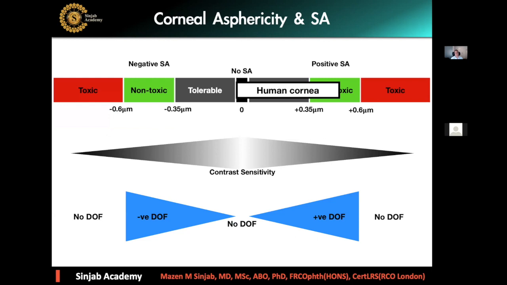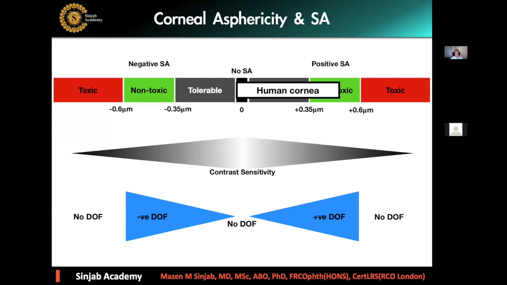Now, we have to know that contrast sensitivity, which represents the quality of vision, is at its maximum. It is ideal, it is very good when there is no spherical aberration. Then it decreases and deteriorates with the increase of spherical aberration in both directions.